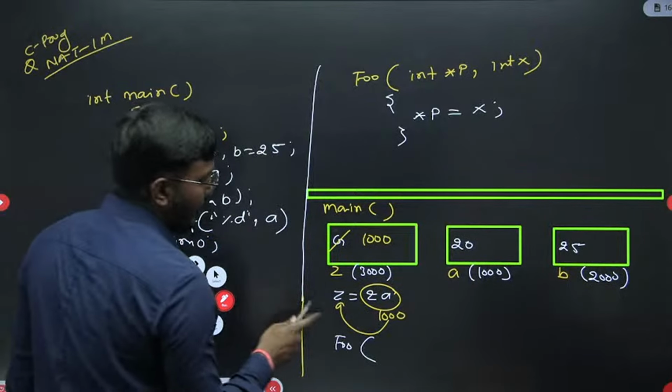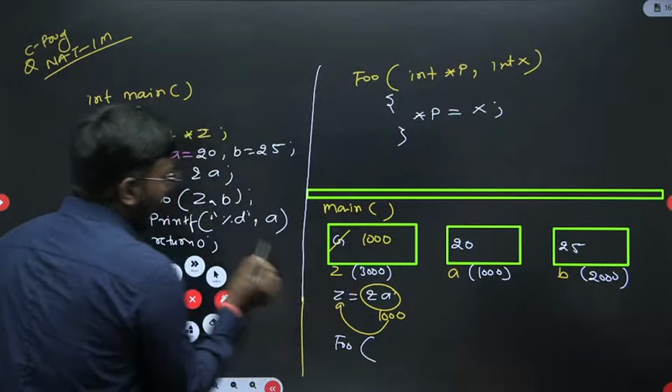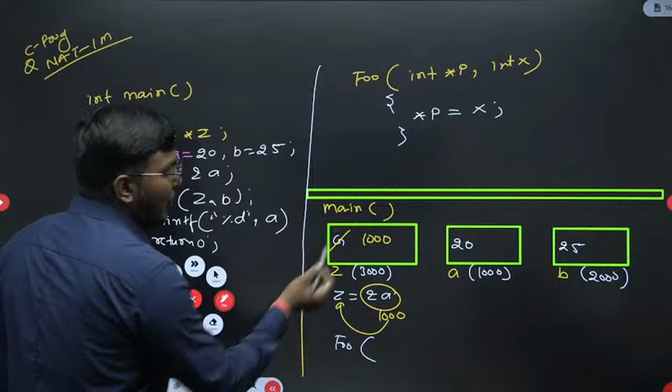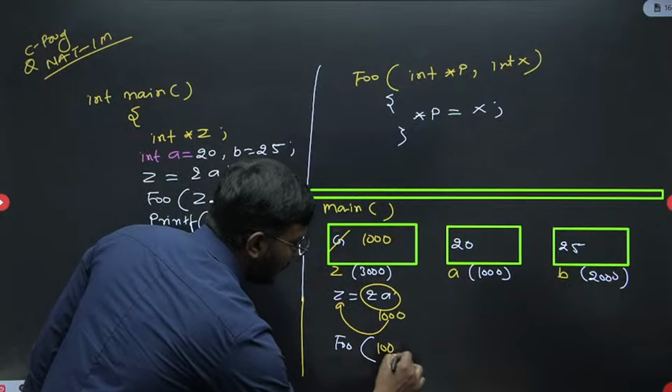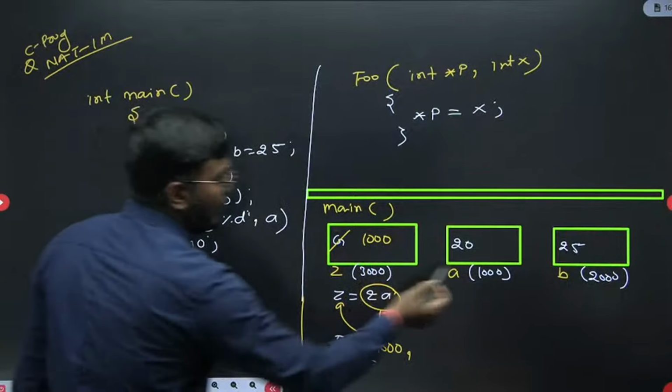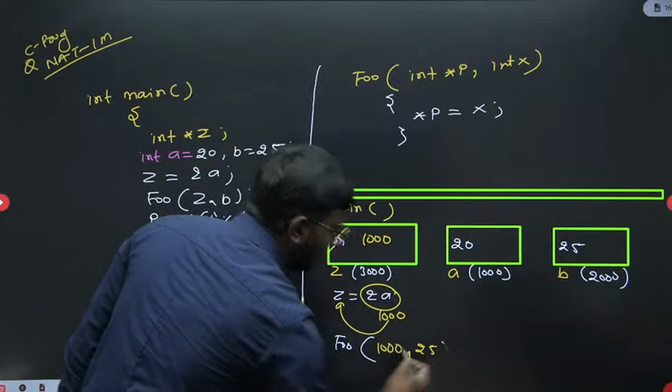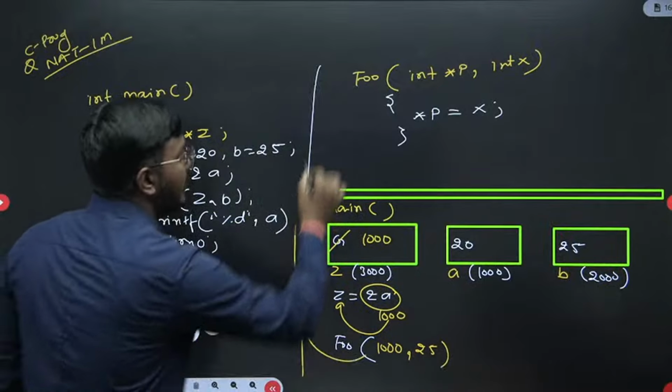What is this z? Z is nothing but here. So what is z? What is the stored value? The stored value is 1000 only. So 1000 comma b. What is the b value? The b value is 25. So we are passing this 1025 here. We are calling this foo function.